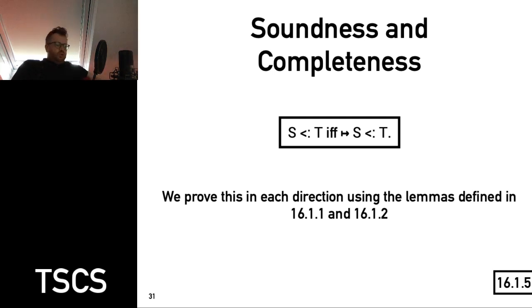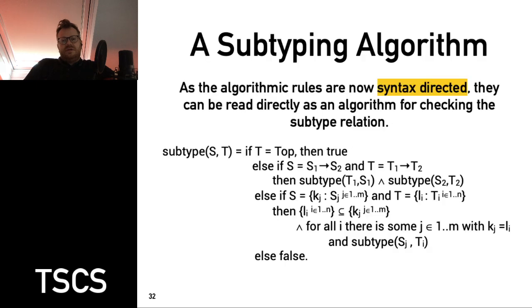And as we do progress and preservation, we also need to prove soundness and completeness as a property, of course. And the way we do that is we use the lemmas defined in 611 and 612. These were the ones we had before. Good. So a subtyping algorithm.